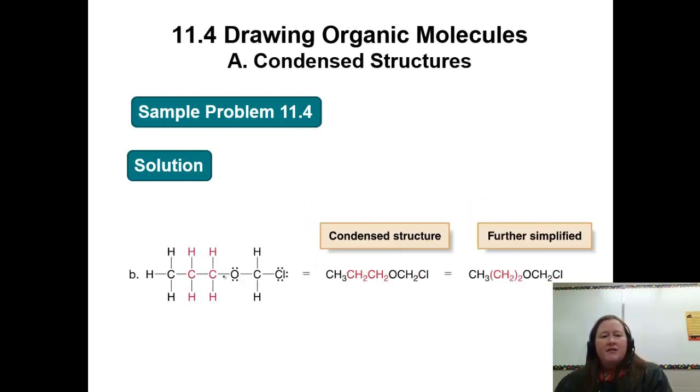When we look at this structure, we have a CH3, which is right here, CH2 right here, CH2 right here. Next in line is an O, and then a CH2. Here's our O, here's our CH2, and at the end a Cl. And they did further simplify it by sticking these two in a parentheses. I don't think it shortens it up that much, but that could be one way that you see it.